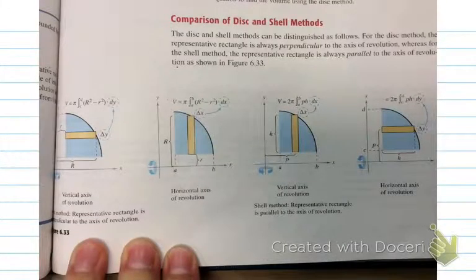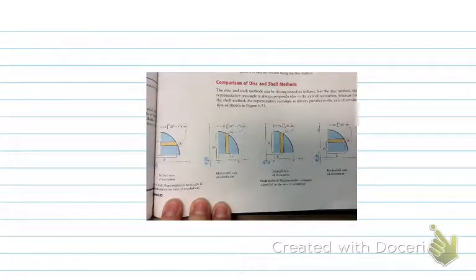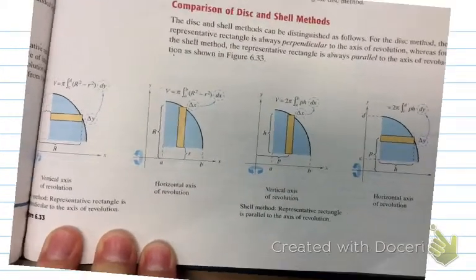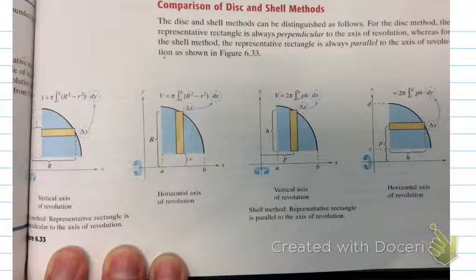So if I can take a picture of that and plop that up here. Let's try and do this. All right, so you'll see this on page 429.